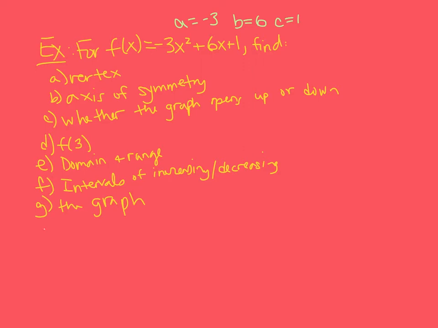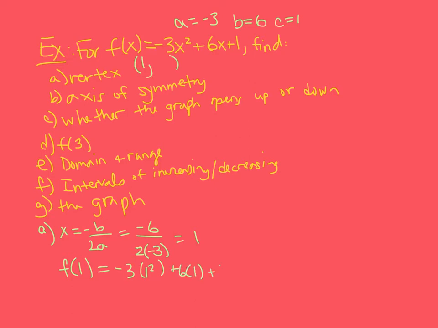To find my vertex, the first thing I need to do is find the x coordinate of my vertex, which is going to be -b/2a, which gives me -6 over 2 times -3, which is another -6. So the x coordinate of my vertex is 1. So far I have that. I find my y coordinate by doing f(1). I'm just going to go ahead and substitute that into that equation. When I do that, hopefully if I do everything right, I should get 4.